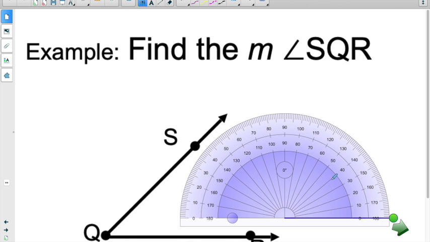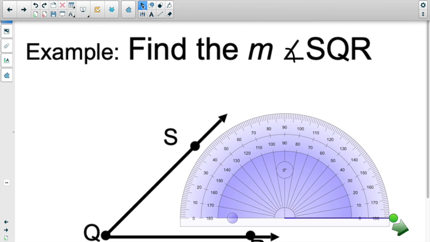Sometimes you see it written like this with a little mark that goes through here as angle, just because sometimes when people write it, it looks like an L. So oftentimes you see it looks like this, but this reads the measure of angle SQR.